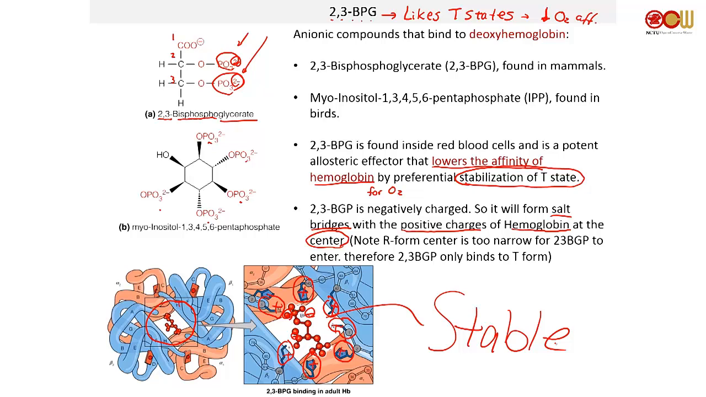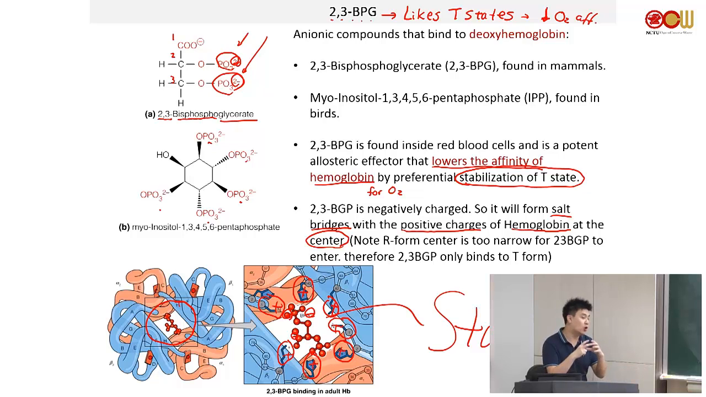Now, 2,3-BPG only interacts with the T form. Why? Because the center hole for T state is larger. R state is smaller, okay? Because it's smaller, your 2,3-BPG doesn't go in. So that's why 2,3-BPG prefers T state. Once T state has 2,3-BPG, once it's stabilized, then this guy does not want to go back to R form. In most of the tissues in your body, if you have 2,3-BPG, nice stuff, okay? Good stuff.